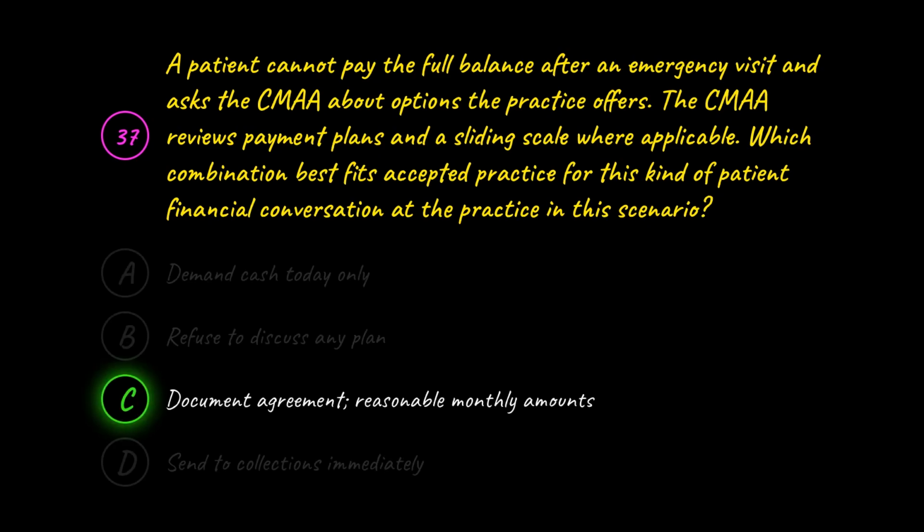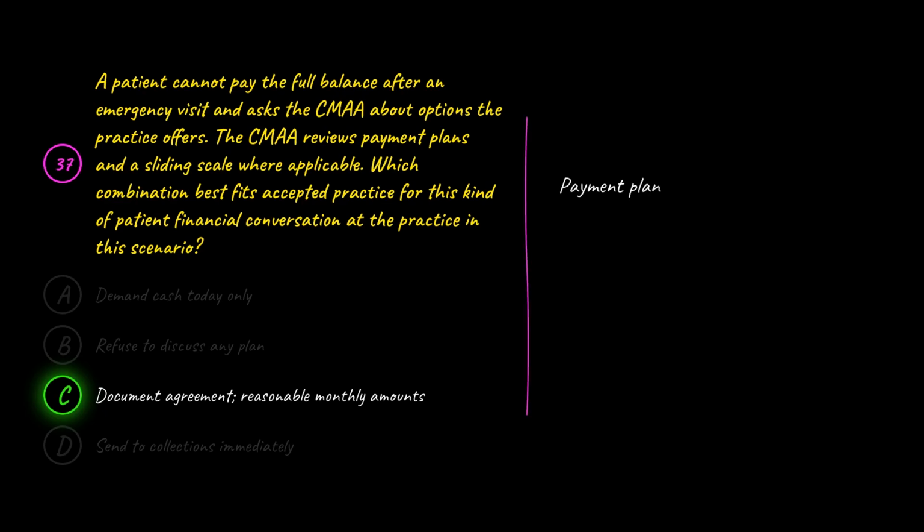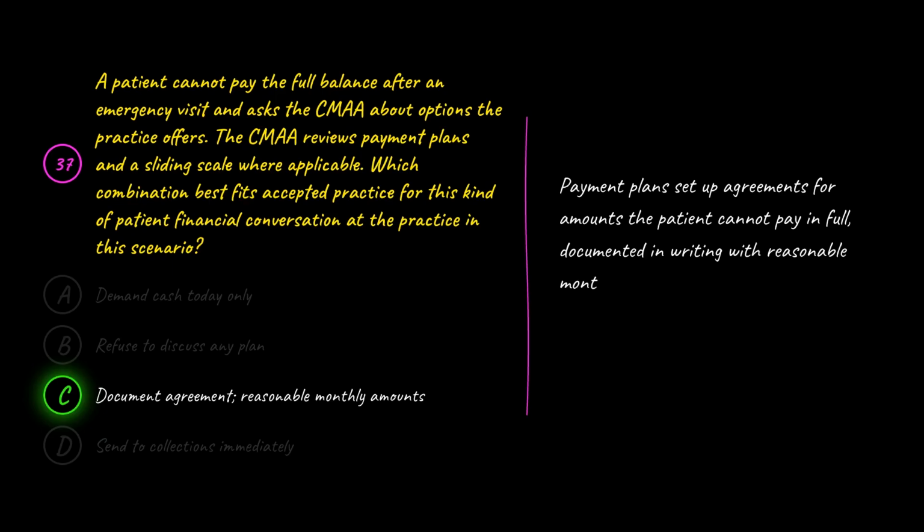The correct answer is C. Document agreement, reasonable monthly amounts. C is correct because payment plans set up agreements for amounts the patient cannot pay in full, documented in writing with reasonable monthly amounts, often interest-free where policy permits, and default procedures defined for missed payments at the practice.